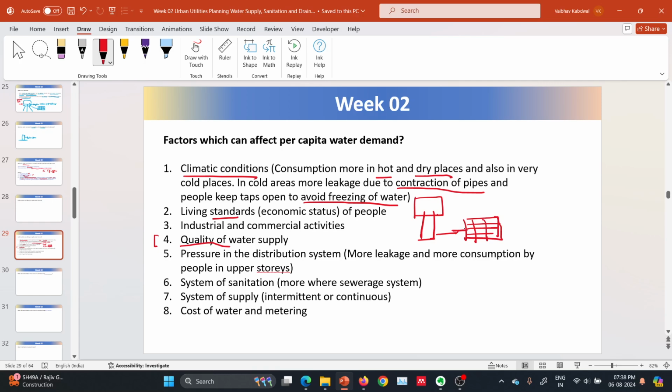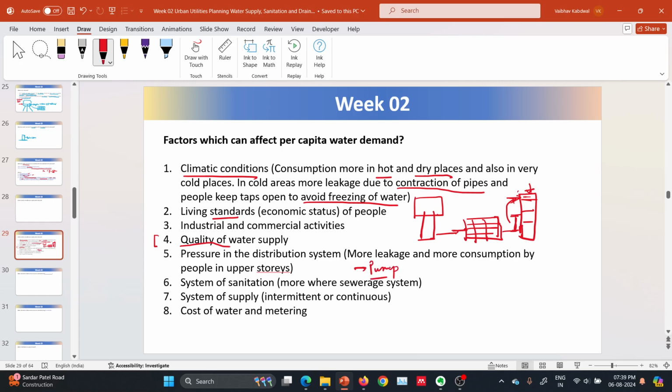Suppose the pressure is less. I need to make it right. So if the pressure is less, the water can't go to the top floor. Let's say water can go up to this level only. So to get water at this level, I need to provide a pump.